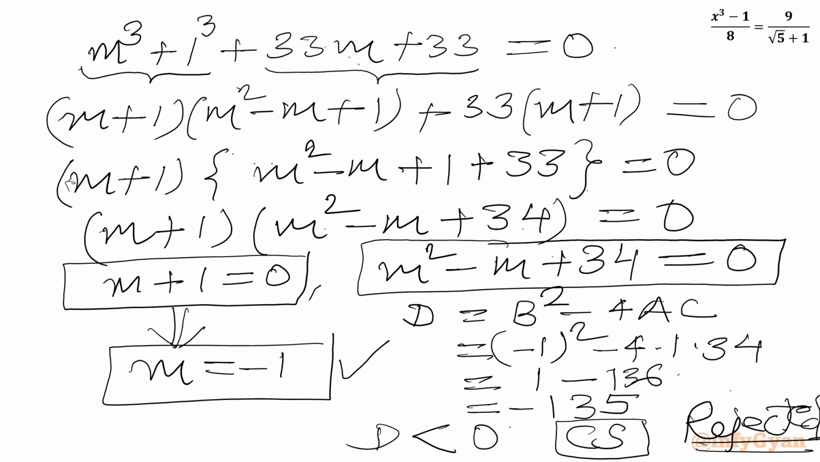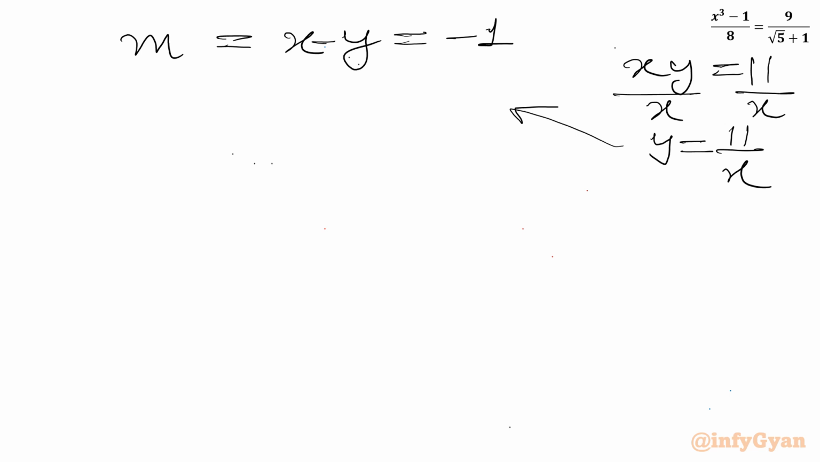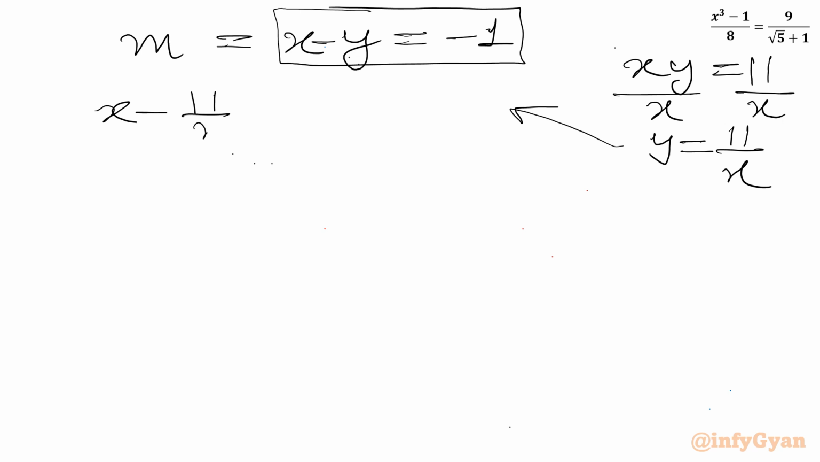And m was our substitution, x minus y. So I can write m equal to x minus y equal to negative 1, and our second equation was xy equal to 11. So once I divide both sides by x, I can write y will be equal to 11 over x, which I will apply here. So I can write x minus 11 over x equal to negative 1. Let's multiply both sides by x.